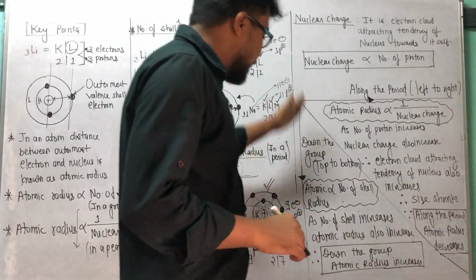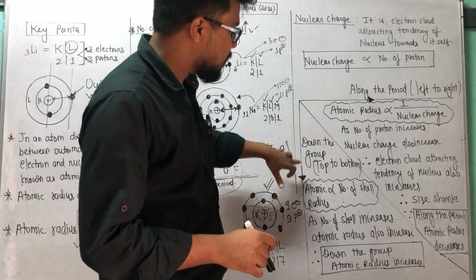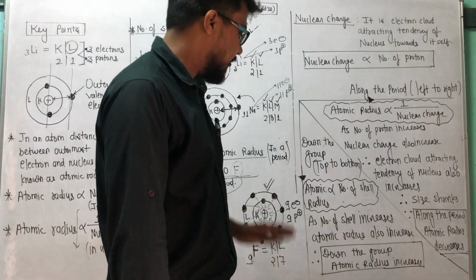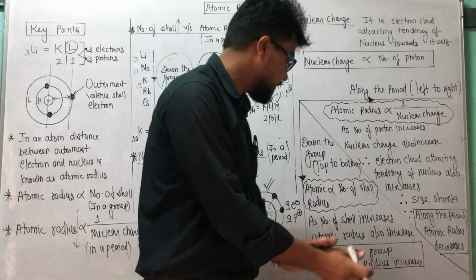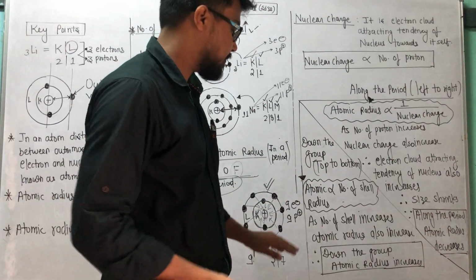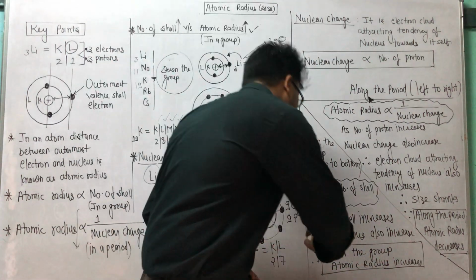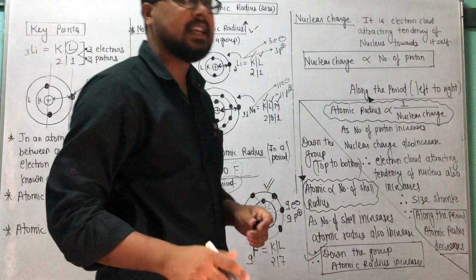Along the period or down the group. So first of all, down the group or top to bottom, atomic radius is directly proportional to the number of shells, which means as the number of shells increases, atomic radius also increases. So down the group, atomic radius increases. The result is, down the group, atomic radius increases.